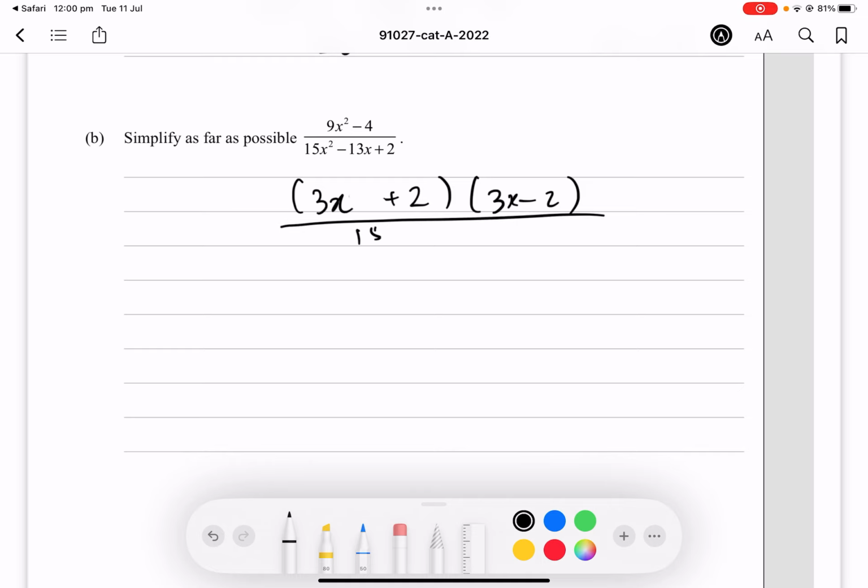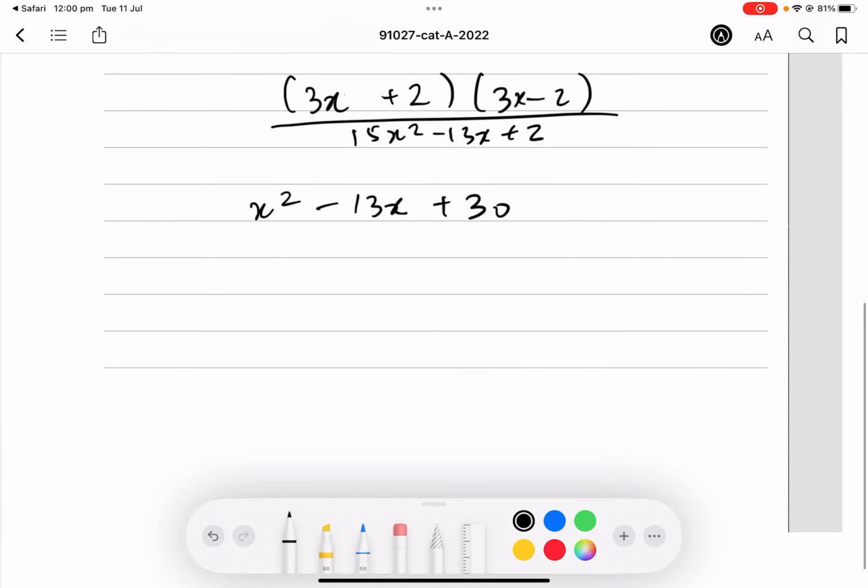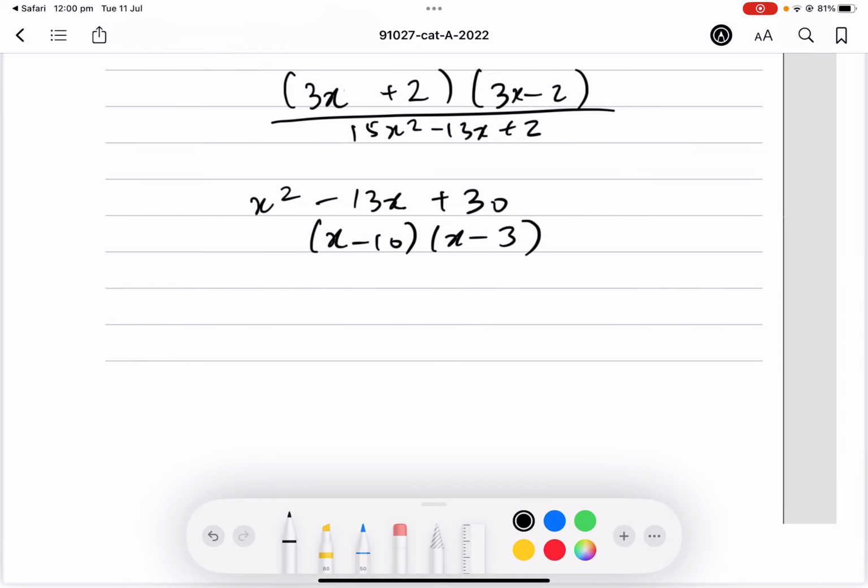So we just leave it as 15x² - 13x + 2. We're going to use the same trick we used in the previous question, converting it into a polynomial with coefficient 1 on the x² term. So we have x² - 13x + 30. And the numbers we're going to be using here are 10 and 3. So we have (x - 10)(x - 3). So therefore, the factorization would be (15x - 10)(15x - 3).